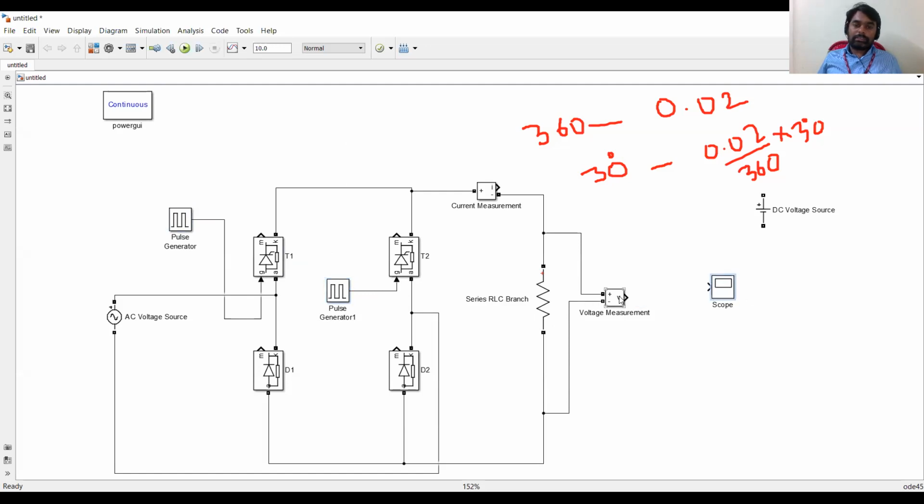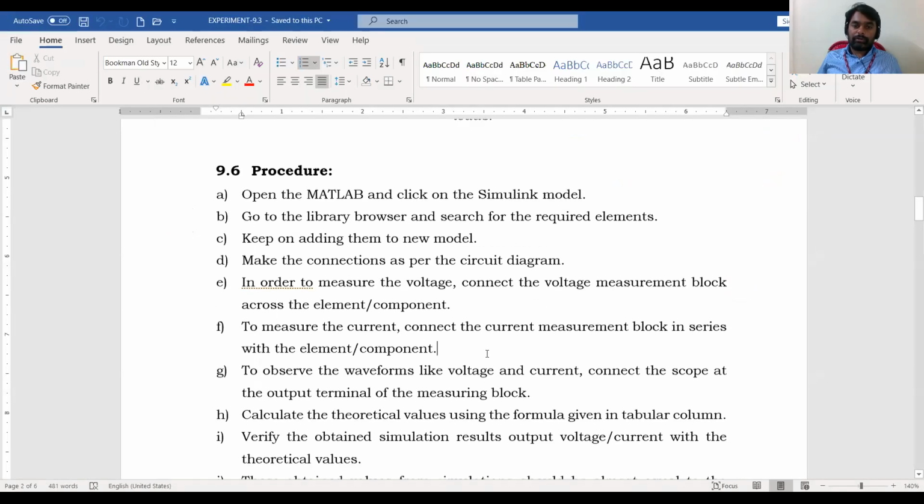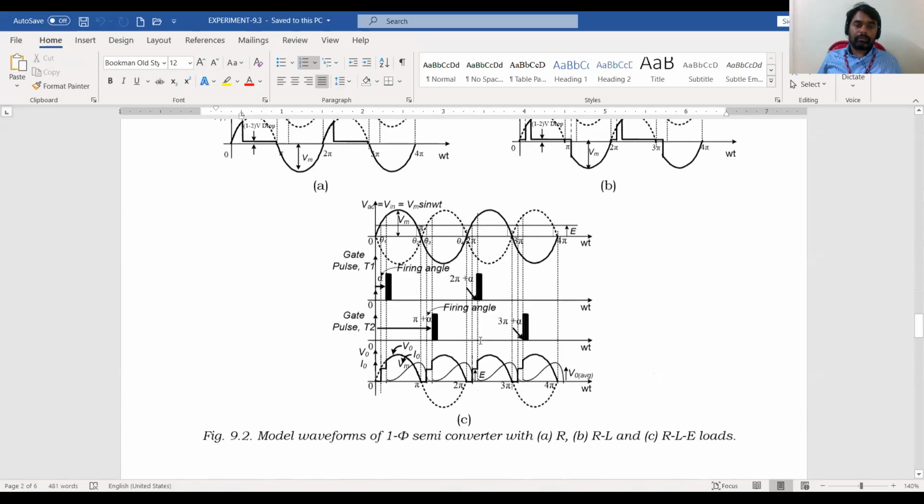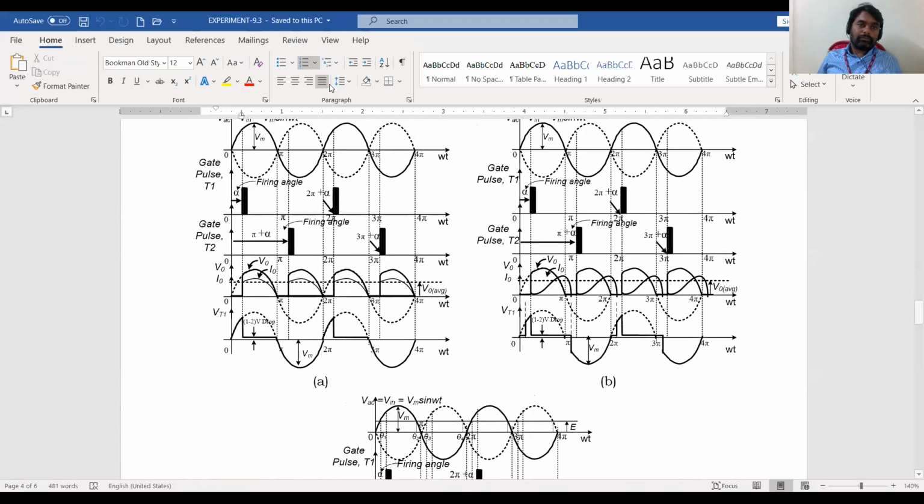Okay, suppose I want to see the input voltage response in the scope. I need to connect a voltage measurement block across the source. So if you recall the Word document and the expected waveforms, all these waveforms we need to see in the simulation. First input to the scope is input voltage, then gate pulse to T1, gate pulse to T2, V0, I0, and voltage across the thyristor T1. So we need to see 5 responses.